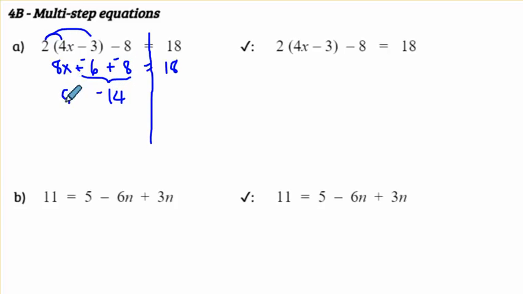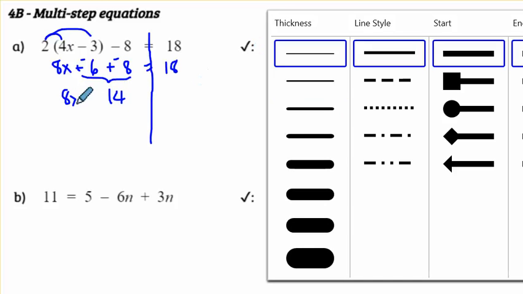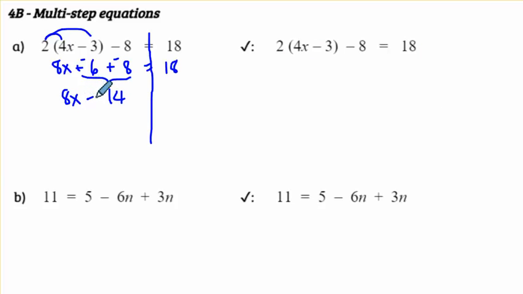And then we'll bring down our 8x. We can have plus negative 14, but I think it's easiest to, let me find my little eraser here. Since this is a double sign, I'm going to clean that up. So plus negative 14 is the same thing as minus 14. So I erased too much. There we go. 8x minus 14. And then I have an equal sign and an 18 on the side.